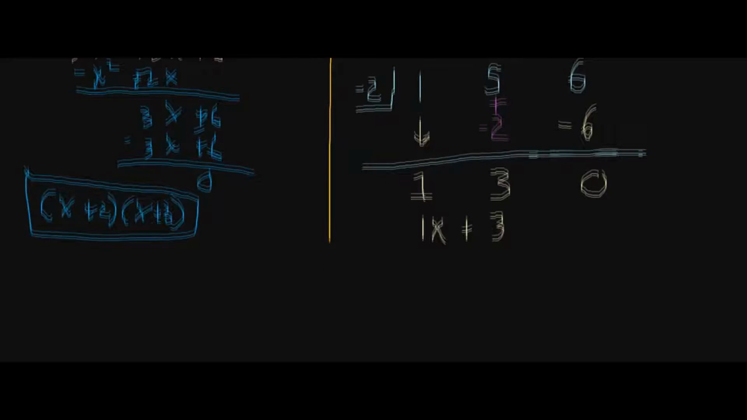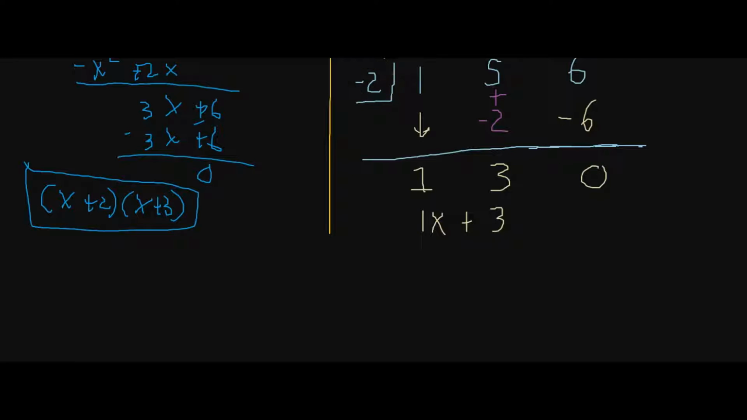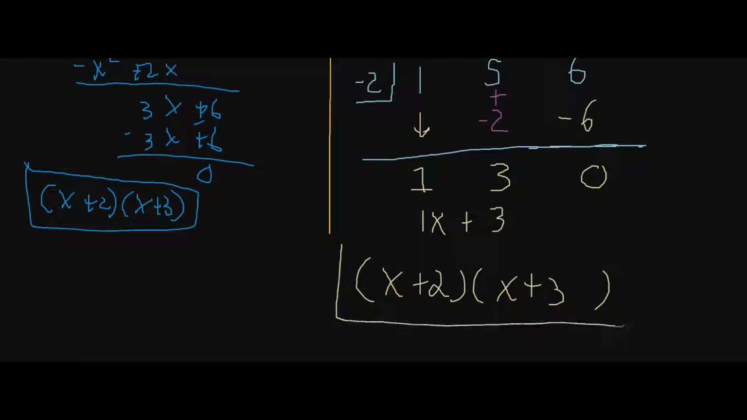That's it. Since our root was negative 2, that means our factor is x plus 2, times x plus 3. And that's how we can use synthetic division to solve problems very nicely.